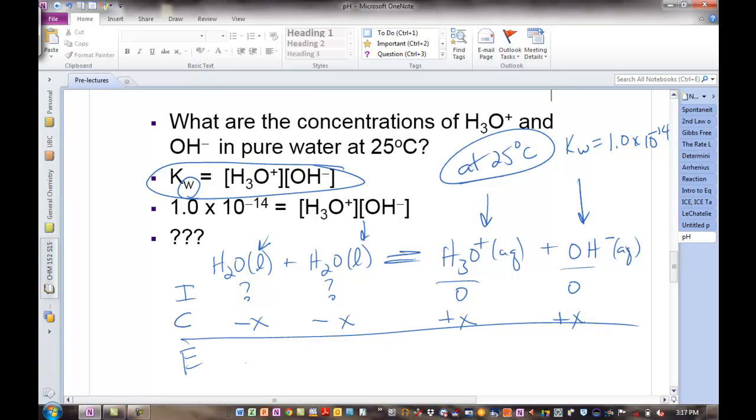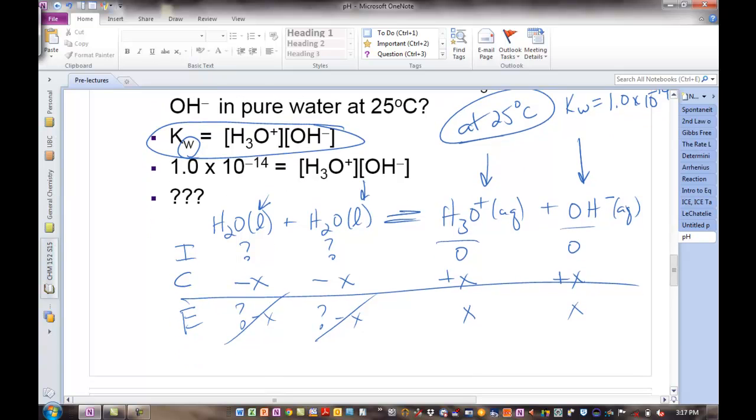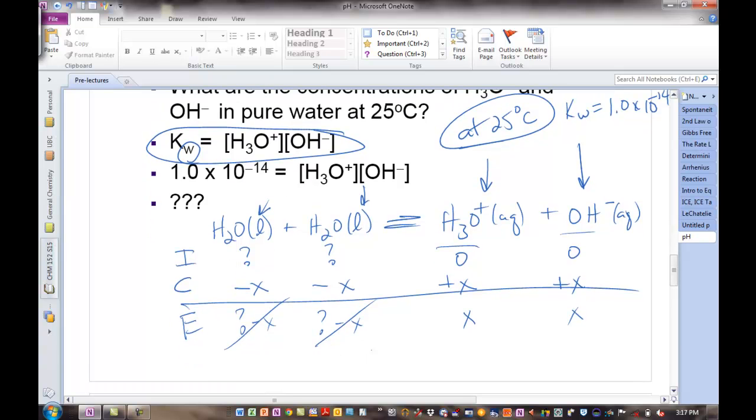And at equilibrium, well, don't worry about the water because that doesn't go into the expression. We only have to worry about our products, and they're both X. That's really simple. This might be the simplest ice table when we go to solve for X that you've ever had in your entire life. Can you believe it? So we go back up to our Kw expression. Kw, only products. That's kind of nice. Okay, Kw is 1 times 10 to the negative 14th.